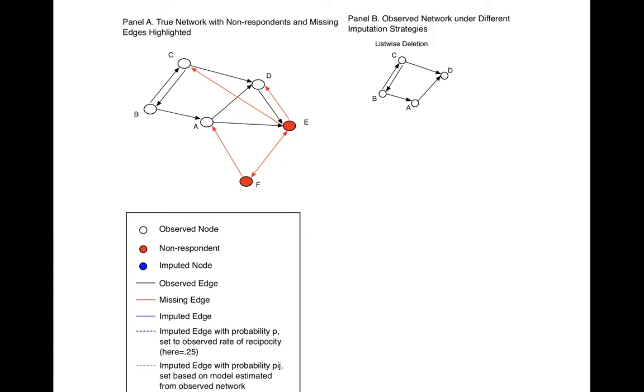This ends up being, in practice, a pretty poor option. As you can imagine, you're potentially missing a big chunk of the network. It's a fairly common approach, easy and simple, but it does lead to probably the highest level of bias.